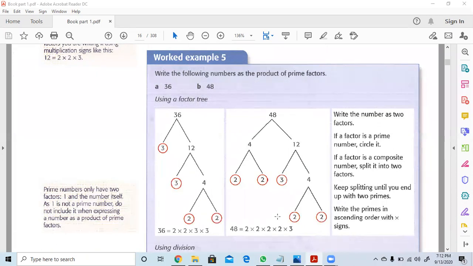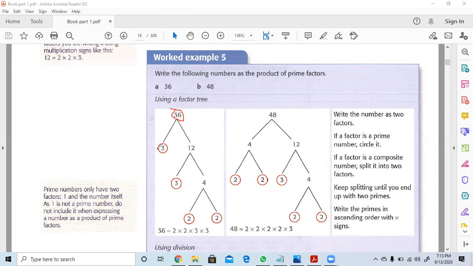Okay. Now here we have the prime numbers. The question says to write the following number as a product of prime numbers, using the factor tree to solve it. Like 36, we have 36 here. So what we will do here is divide this into two parts: 3 times 12.